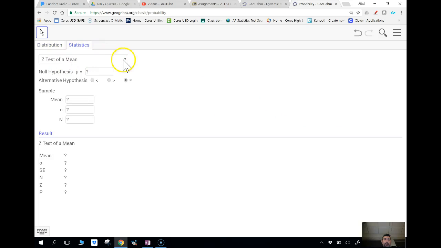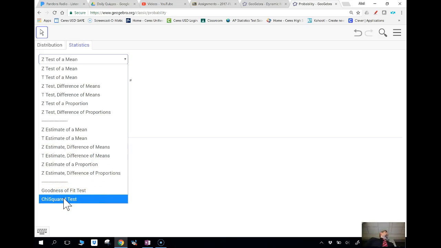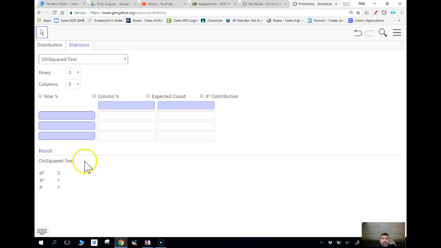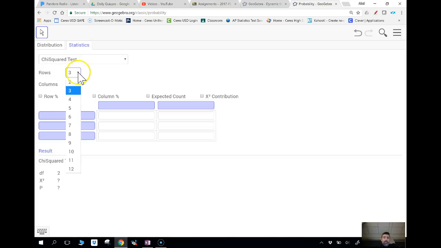And on this drop-down menu, we're going to look for chi-squared test. So we do have a chi-squared goodness of fit test if we wanted to do one there, but we're not doing goodness of fit. We're doing chi-squared two-way test. So we're going to do chi-squared test. And then we have to pick the numbers of rows and columns that we have. So we had 2 rows and 2 columns. So this is 2 by 2.